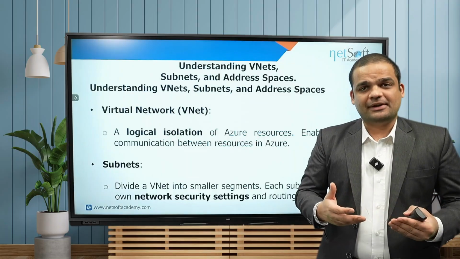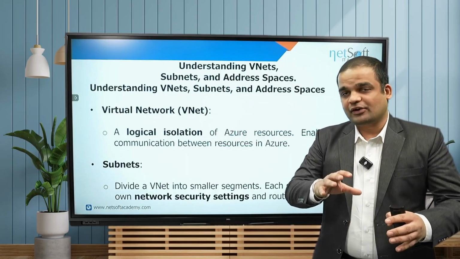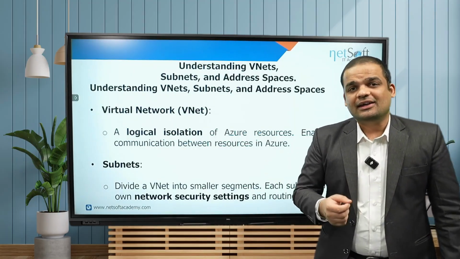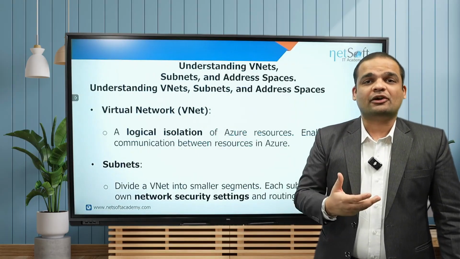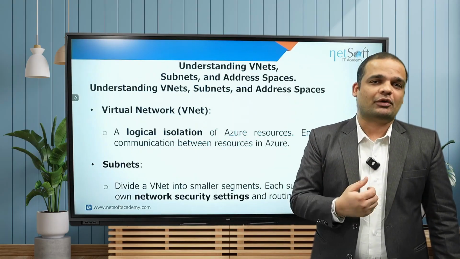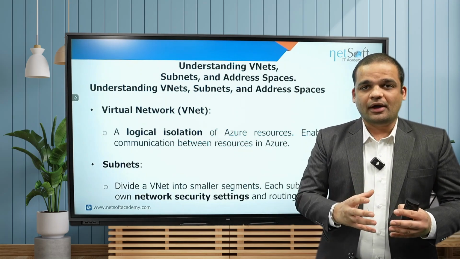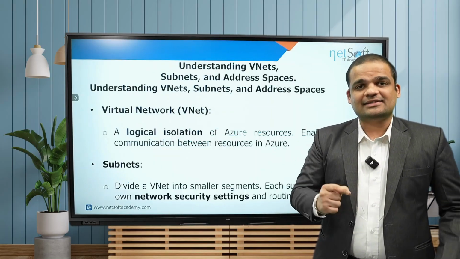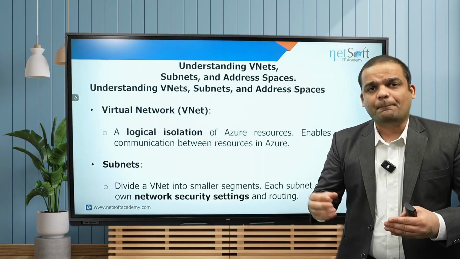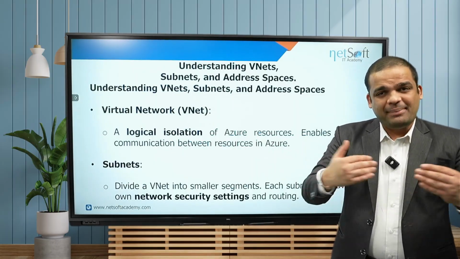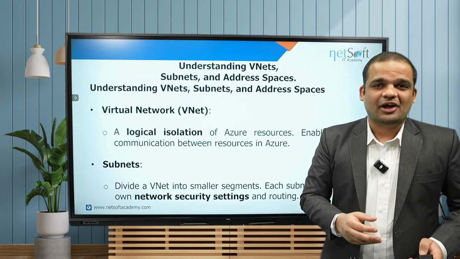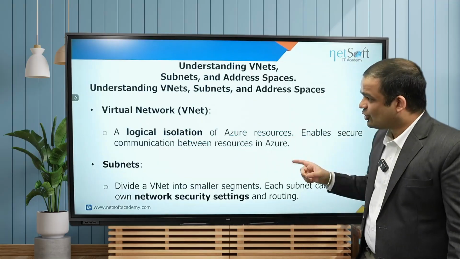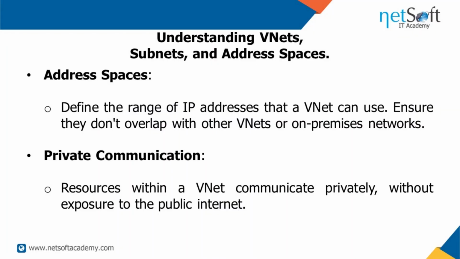You can have multiple subnets in a VNet to isolate different services or application or even department tiers. Each subnet can have its own network security settings and routing configuration to control traffic flow and security routes. For example, a front-end subnet may be configured to allow public access, while a back-end subnet might be restricted to only allow internal communication.